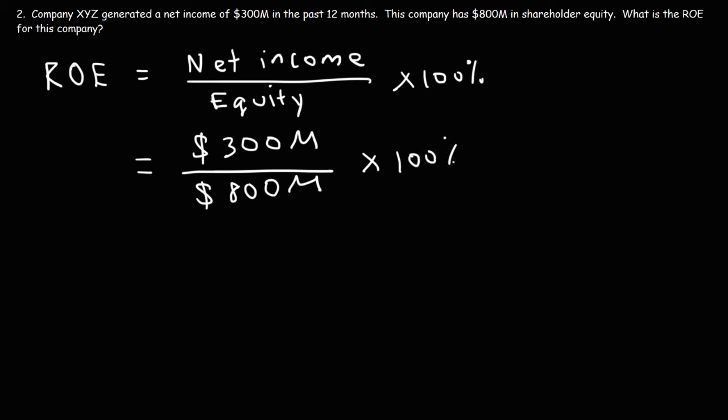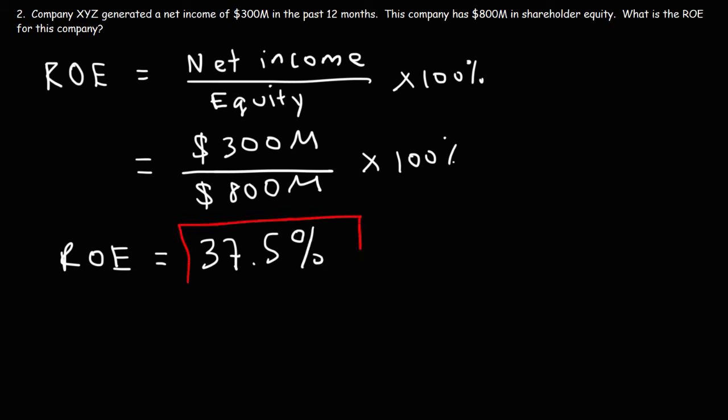So 300 divided by 800, that's going to be 0.375. And if we multiply that by 100%, that will give us the answer. So the return on equity for this company is 37.5%. So that's it for number two.